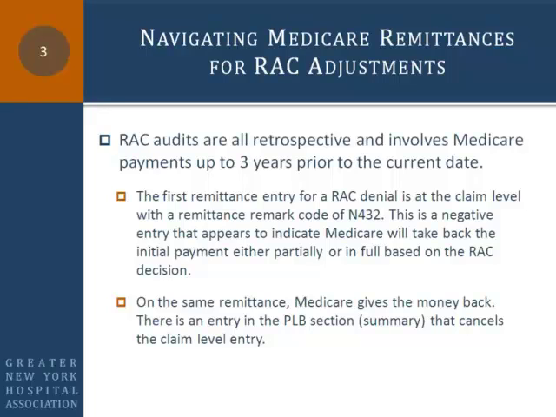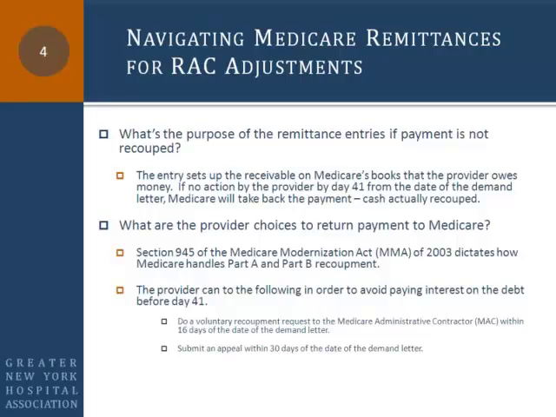Looking at the remittance at the claim level would indicate a recoupment of $5,000, as in the previous example. But if you review the summary section of the remittance, known as the PLB section, you will notice that there is a positive adjustment of $5,000 to give back the money to the hospital. This makes the remittance balance so that the cash transmitted via the electronic funds transfer balances with the 835 remittance.